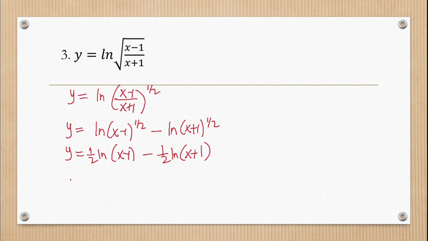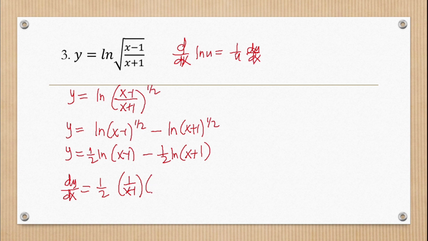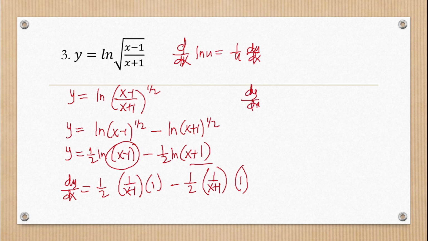So this time we have to take the derivative of this part. So dy over dx is equal to 1 half. The derivative of ln u, d over dx of ln u, is equal to 1 over u du over dx. So therefore 1 over u, which is 1 over x minus 1, times the derivative of u, which is 1, minus 1 half, 1 over x plus 1, times the derivative of this one, which is 1. So dy over dx, we have to simplify. We have here 1 over 2 times x minus 1, minus 1 over 2 times x plus 1.